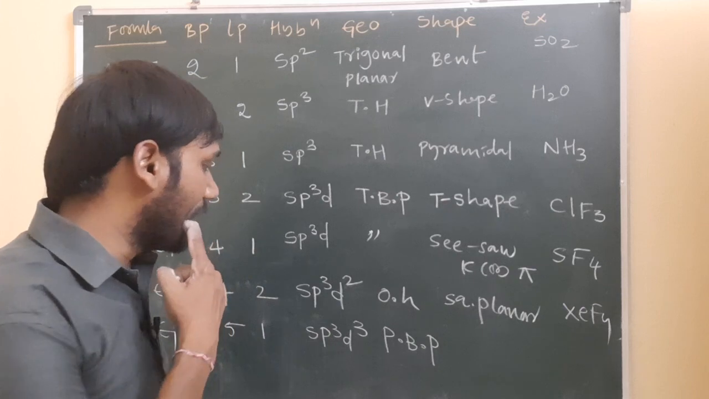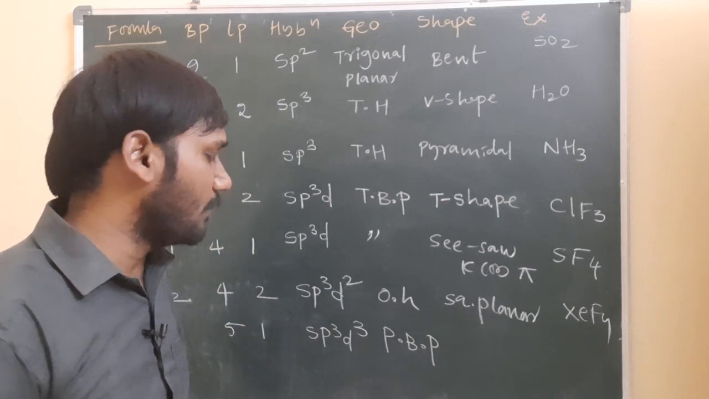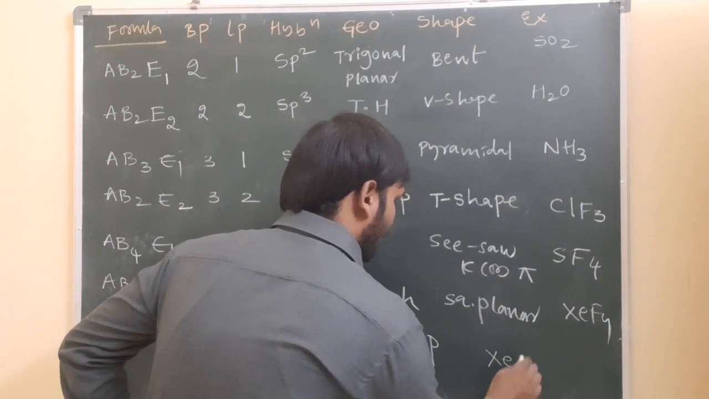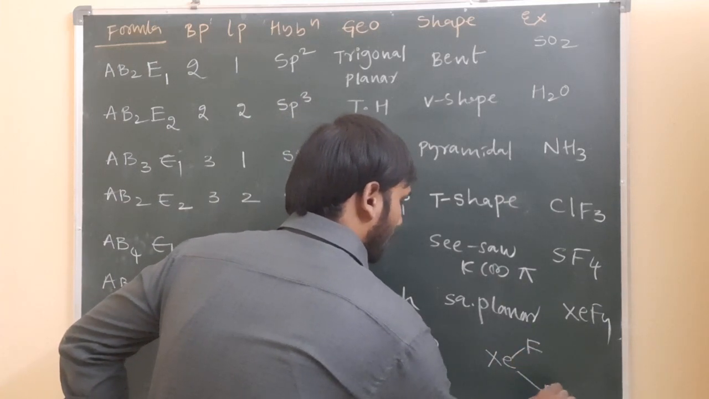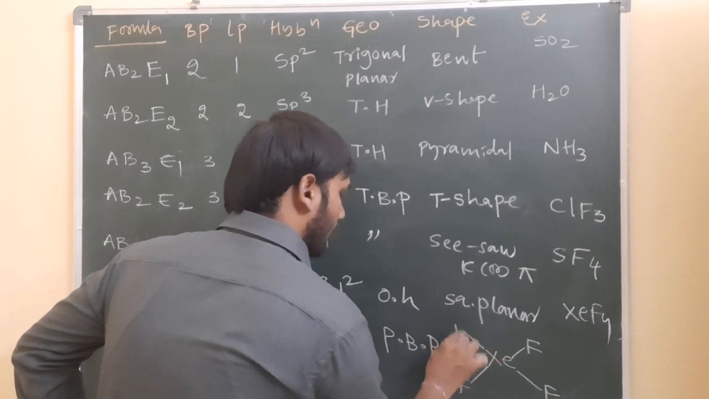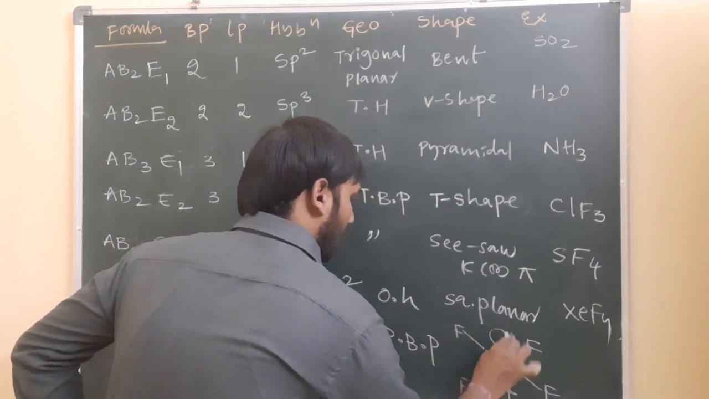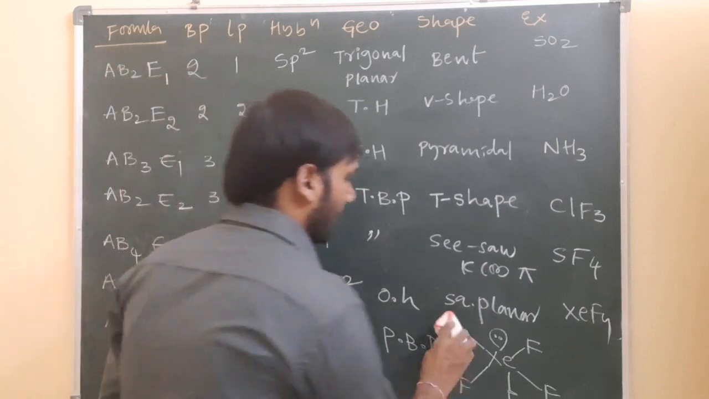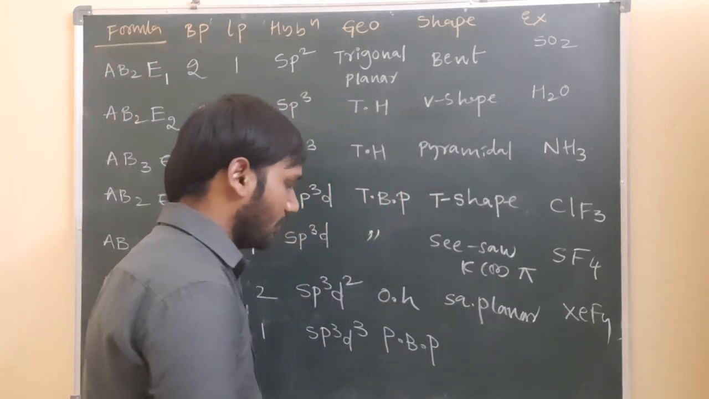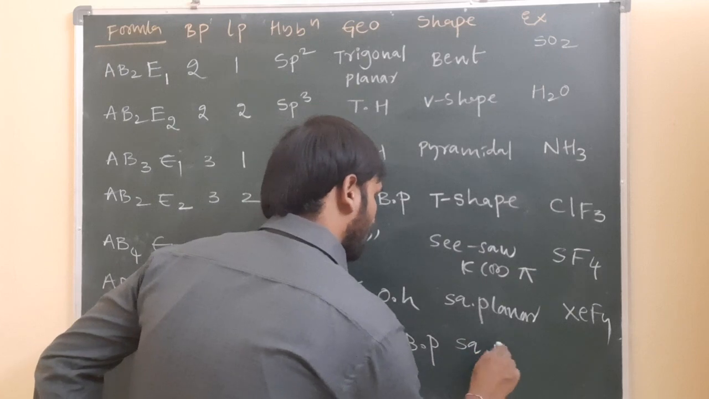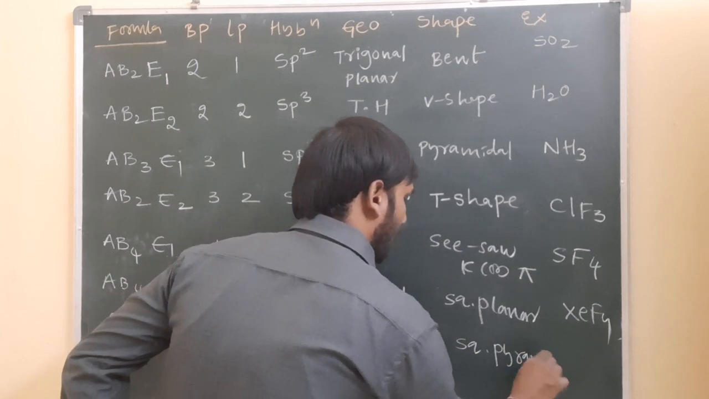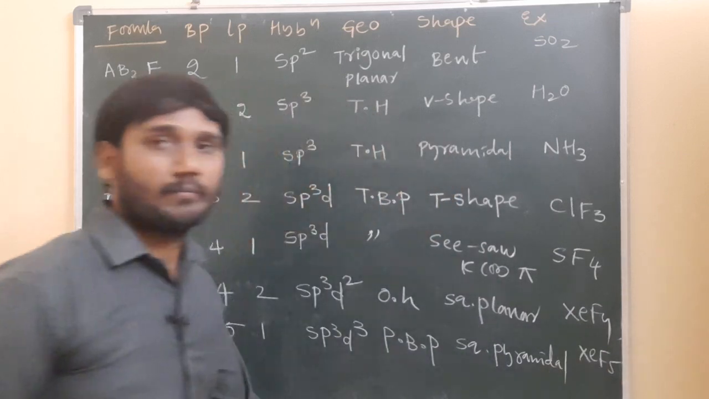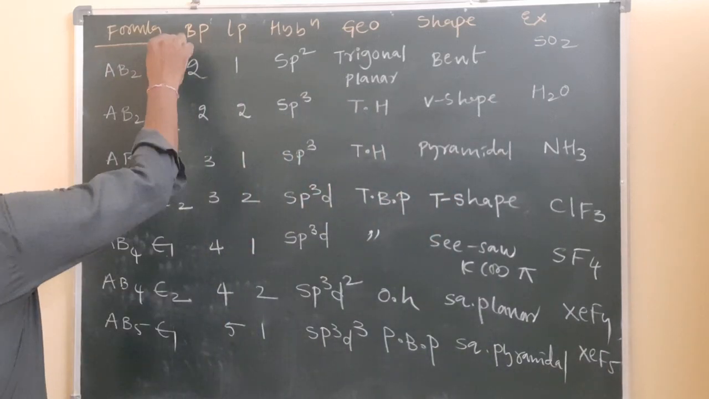Example, 5 bond pairs, 1 lone pair, right? So as an example I am taking XeF5. First fluorine, second fluorine, third fluorine, fourth fluorine and fifth fluorine, and 1 electron pair is present. This is XeF5. We call the shape of the molecule square pyramidal. Square planar is completed. Next one is square pyramidal. Example is XeF5.